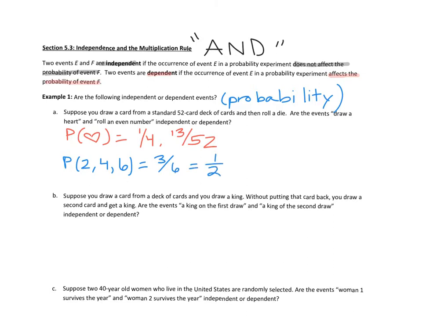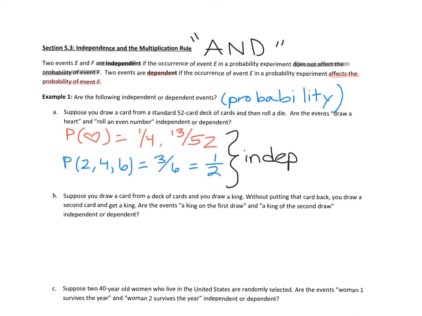Okay, so if we were to draw a card and we got a heart, would that affect the probability of rolling an even number? No, it absolutely would have no effect on either one. So these probabilities would remain the same. They're not going to change whether or not we draw a heart or we don't draw a heart, whether or not we roll an even number or not roll an even number. They're going to stay the same. So these are considered independent. All right, let's look at our next example.